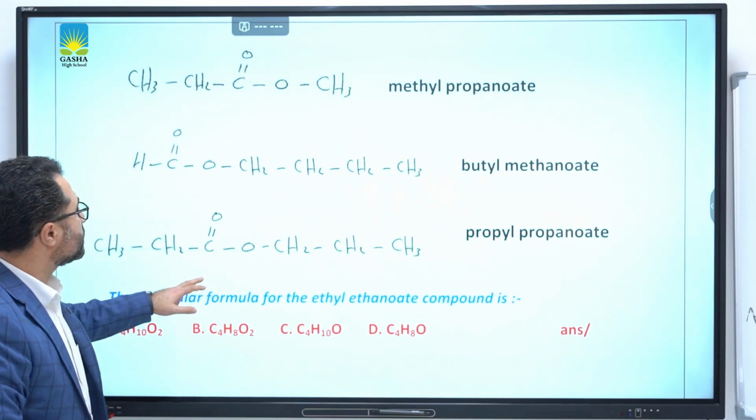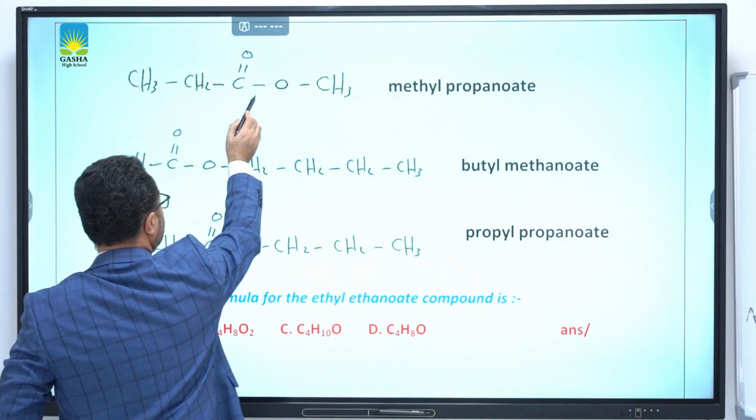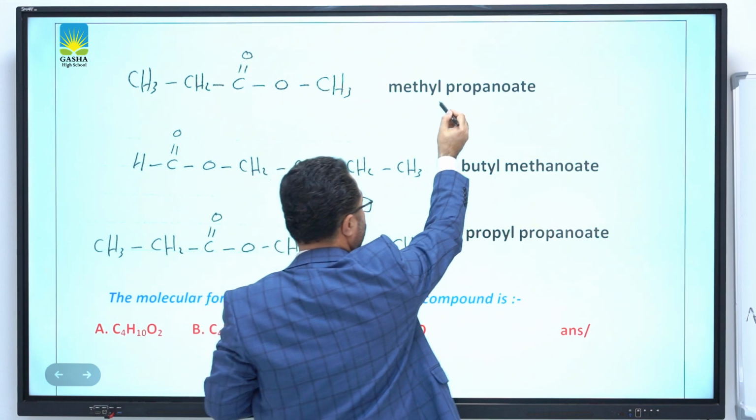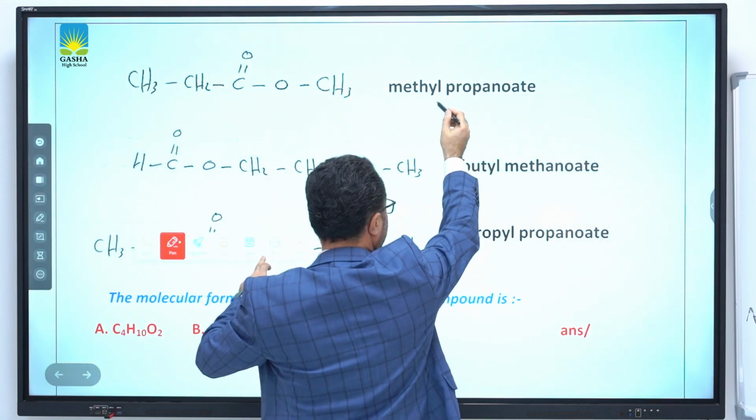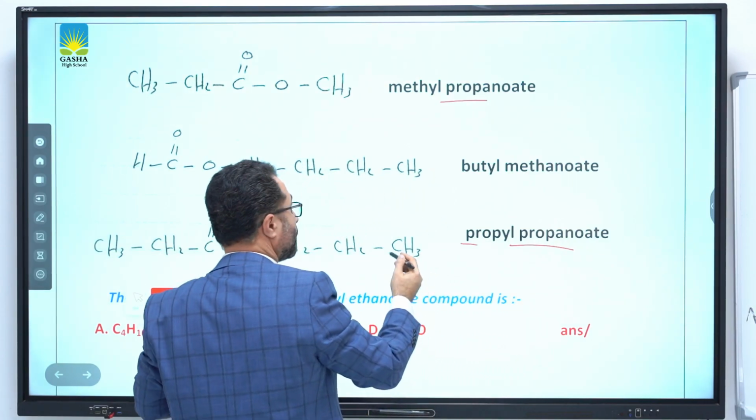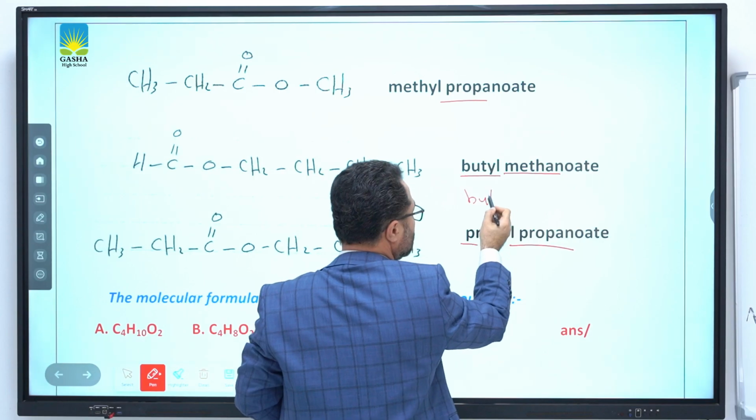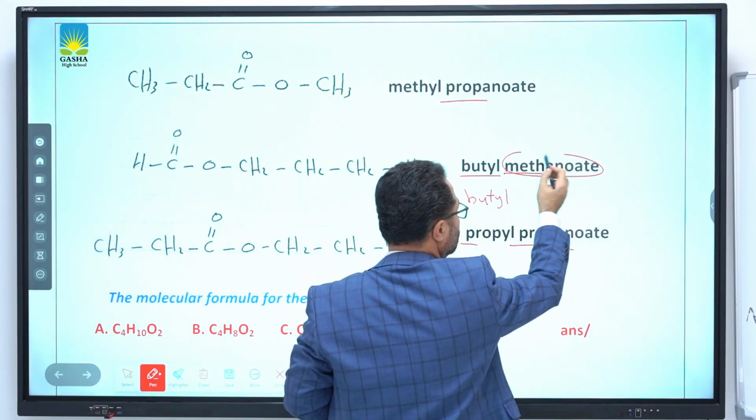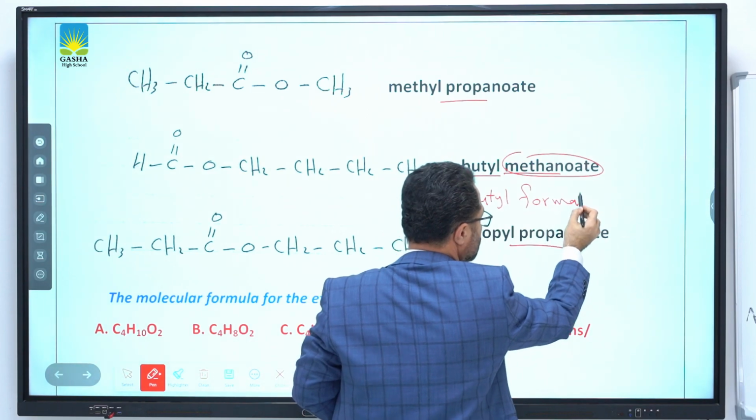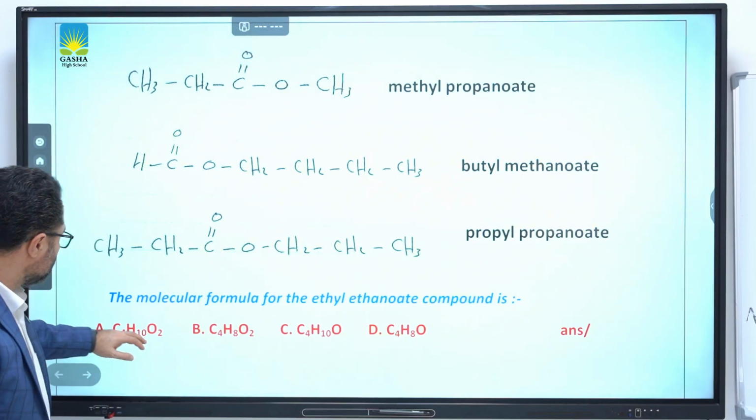In these examples, butyl propanoate doesn't have a common name because it has 3 carbons. The same for propanoate. But for methanoate, we have a common name. It's butyl methanoate, changed to formate. So it's butyl formate.